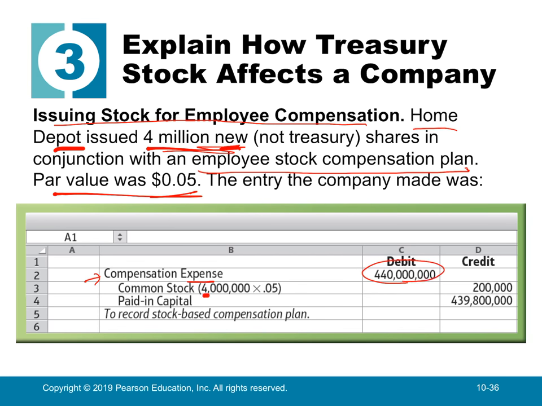We issued the common stock, 4 million at 5 cents par. So we're gonna credit common stock at the par value, 200,000. Everything else is gonna go into paid in capital. So this is very similar to acquiring a building, paying a legal expense, even issuing stock for cash where we have a par value. So this is recording stock-based compensation.